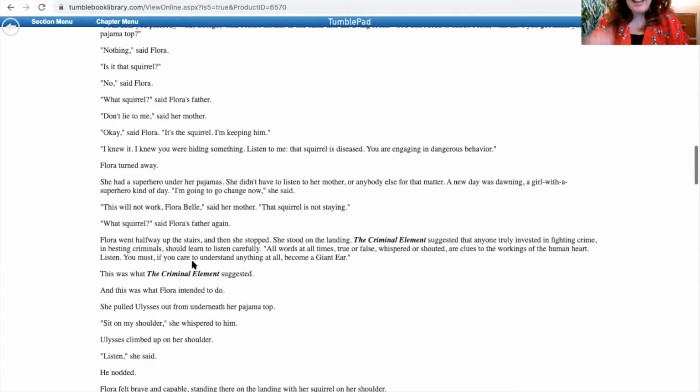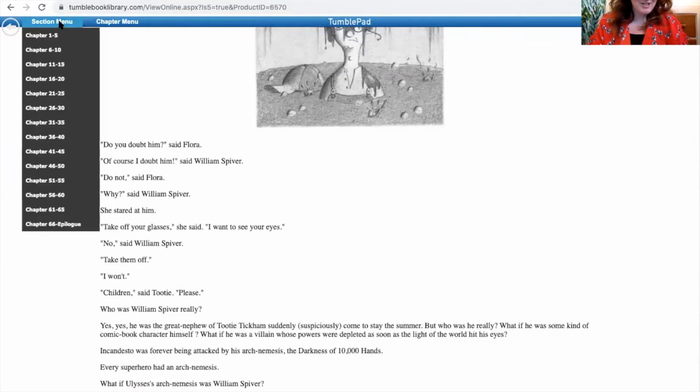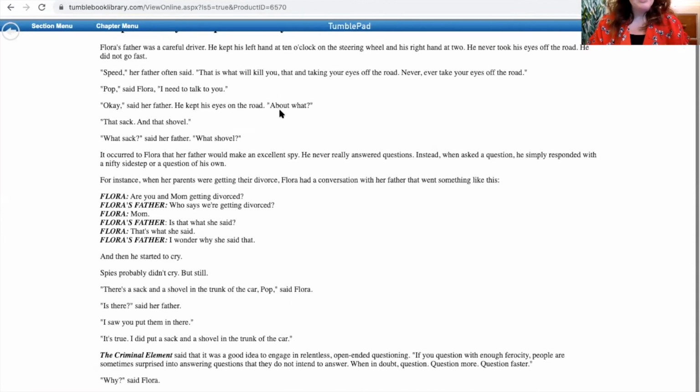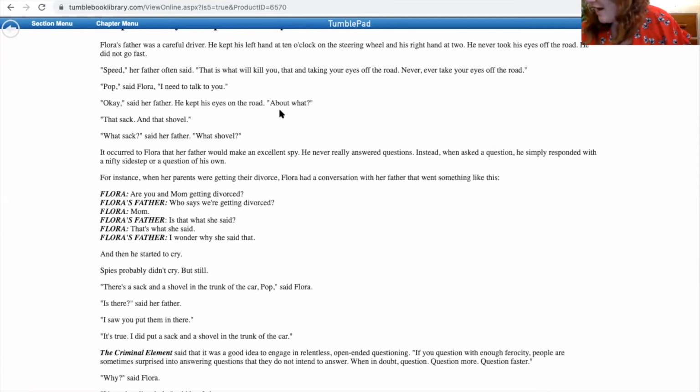And that's the end of this section. So now we're going to jump to chapter 26. And just like before, the top part of the chapter is a little bit cut off, but I do still have my book right here with me. And I'm going to open that up to chapter 26. And the chapter title of this chapter is Spies Don't Cry.